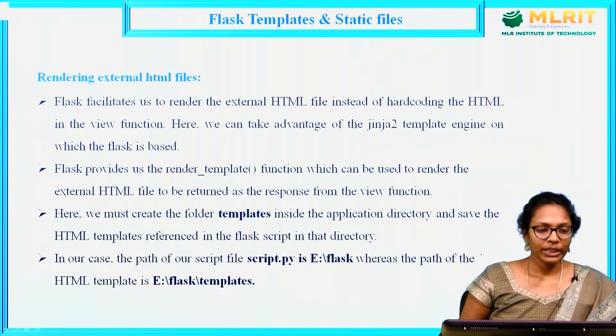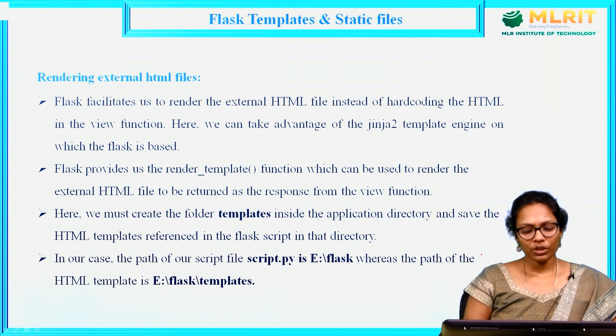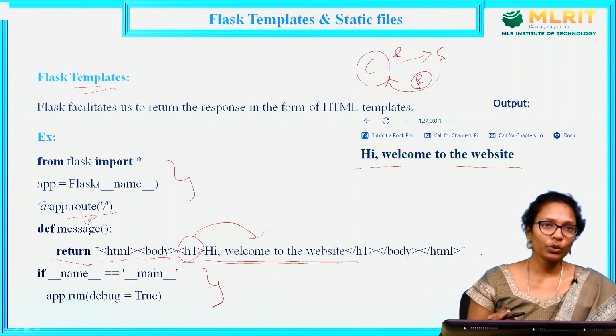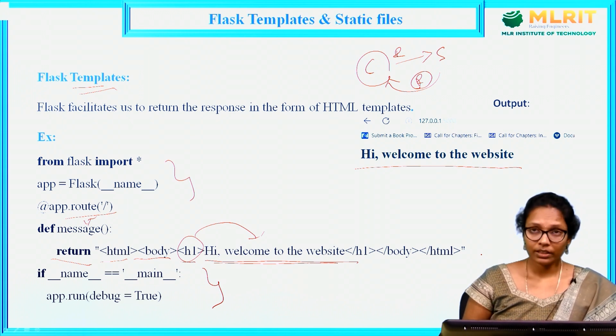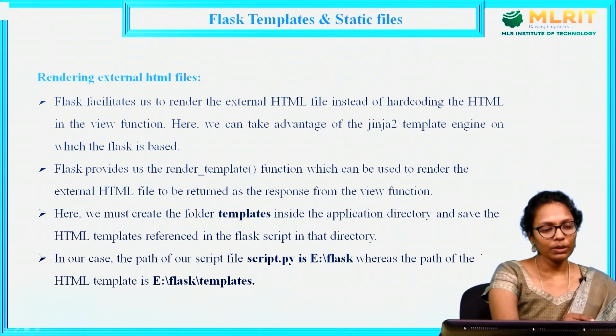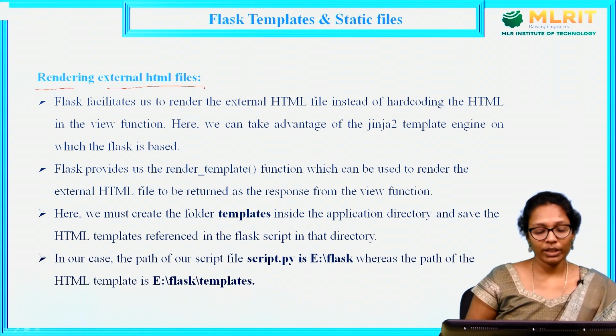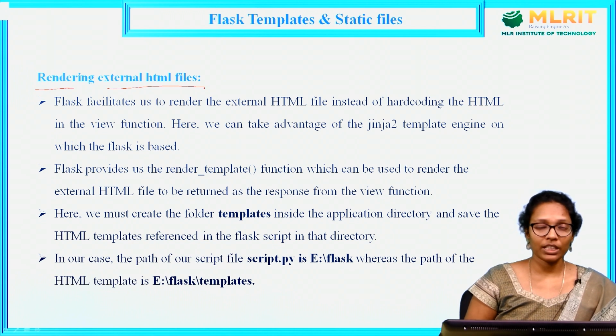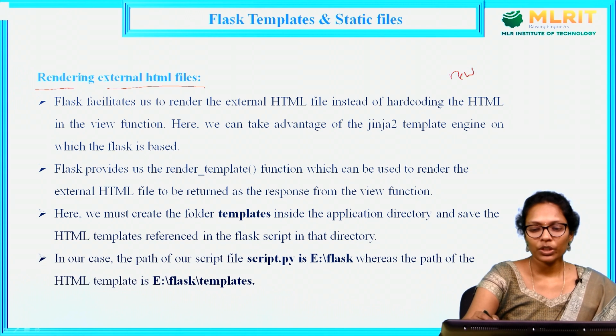So how to render an external HTML file? In this program, we have included some HTML tags, that's fine. But if I want to use some external HTML files in the Flask application, how to do that? That is nothing but rendering external HTML files. If we have any external HTML files, we need to store them in a folder called templates. So within your new folder, first you need to create a templates folder, and in that templates folder you need to save all your HTML files.